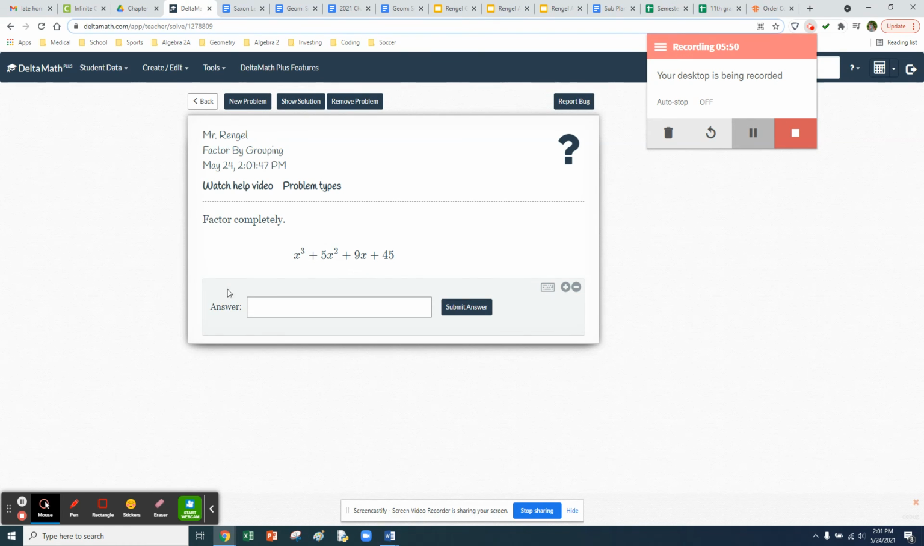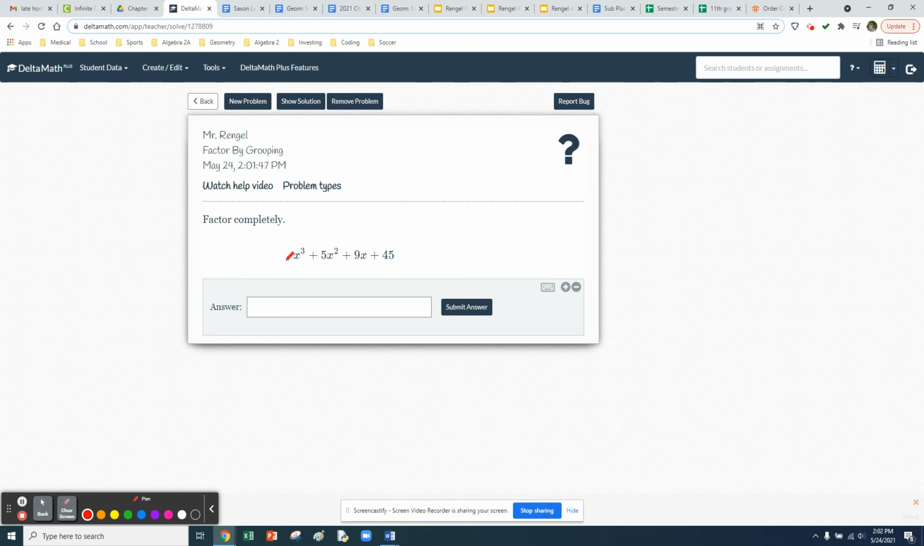So here's a problem that you each have as your first problem, and we can factor this by grouping. We'll look at the first half of our terms, which are x to the third plus 5x squared. Then we'll look at the second half of our terms, 9x plus 45. The first half will factor into x squared as the GCF, and we'll be left inside with an x plus 5.